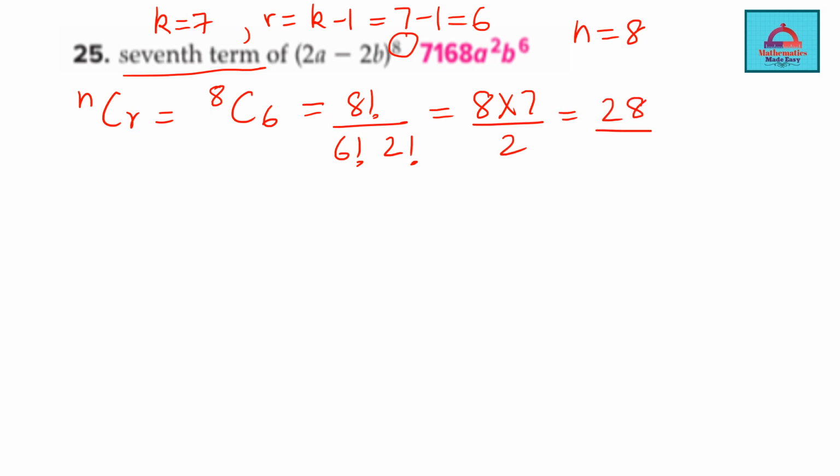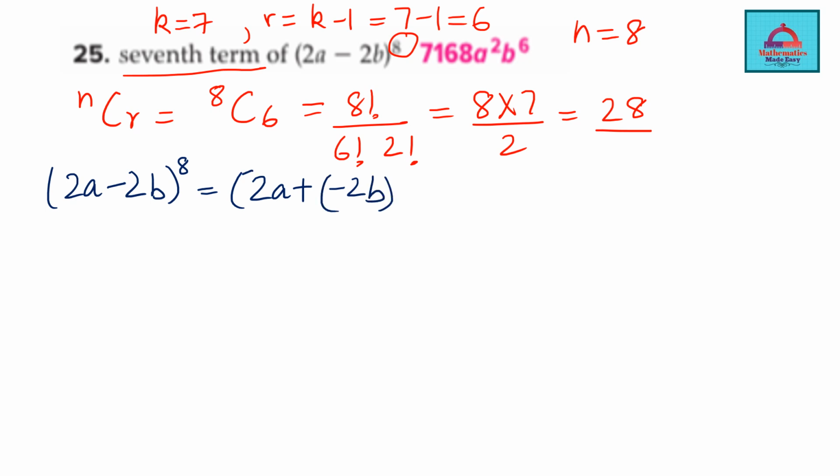Now let's expand the given binomial using binomial theorem. The binomial that is given in the question has first term 2a, second term minus 2b, to the power 8. Now before I open this binomial, I will change the sign. That is, I will write minus as plus and then minus 2b as the second term. Okay, now I can expand using binomial theorem. I have to expand till the seventh term, so I will keep on doing that.